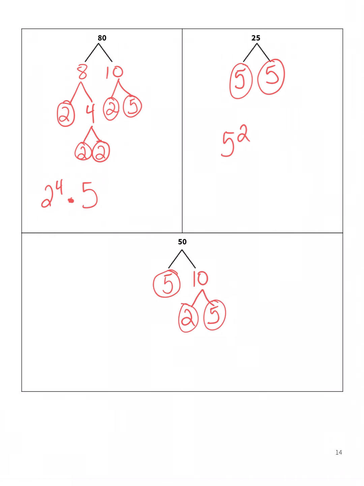And now I'm setting up my prime factorization. I have 1, 2, so write that as a 2. And I have 2 5's, so I'll write this as 5 squared. Hopefully you did these correctly. If not, keep practicing and ask for some help.